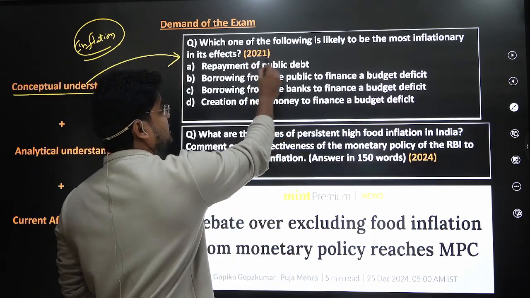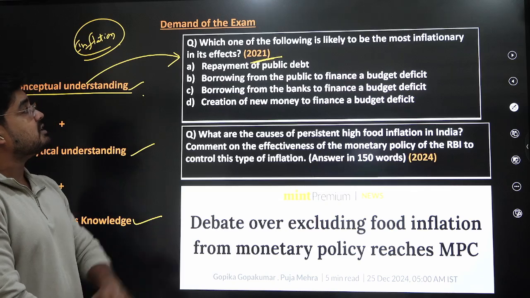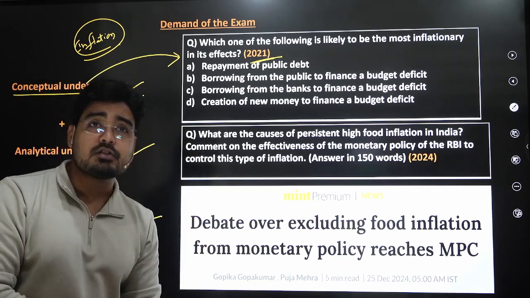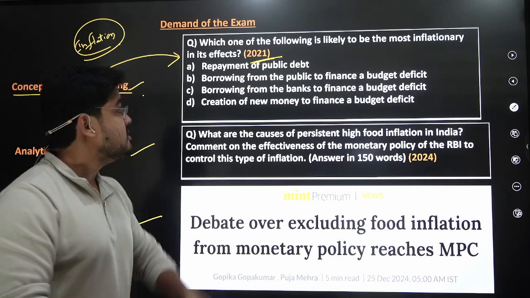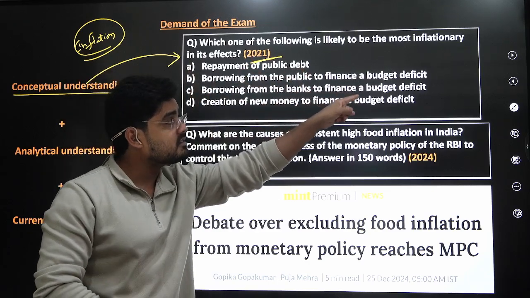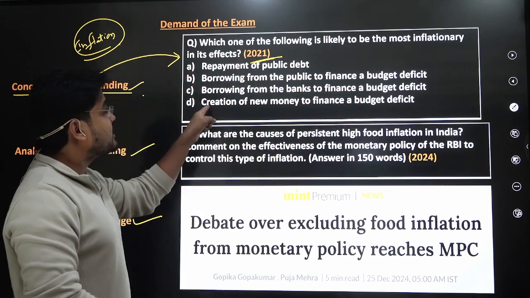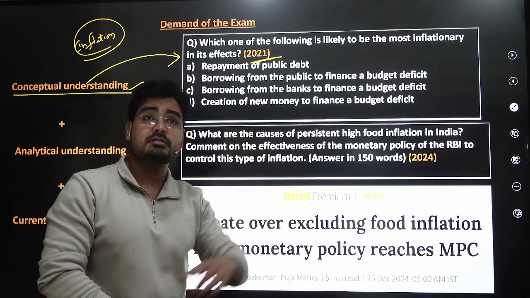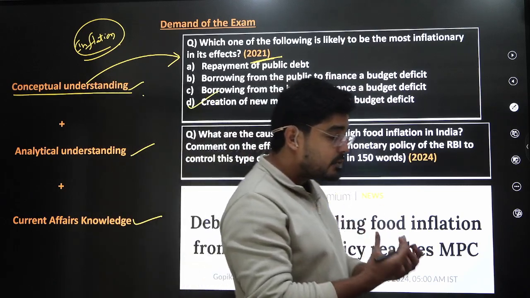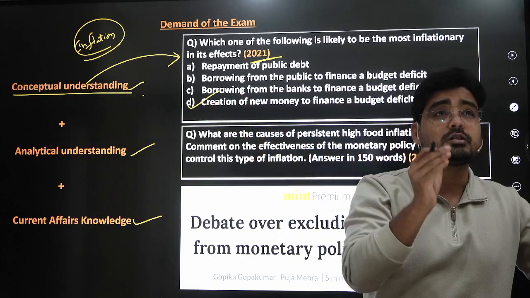Just look at the question that was asked in the 2021 prelims. Which one of the following is likely to be the most inflationary in its effects? That means it is asking about the causes and consequences of inflation. Repayment of public debt, borrowing from the public to finance a budget deficit, borrowing from the banks to finance a budget deficit, or creation of new money to finance a budget deficit. In fact, the answer is D, but to arrive at the right answer, you need to have the basic core conceptual understanding.